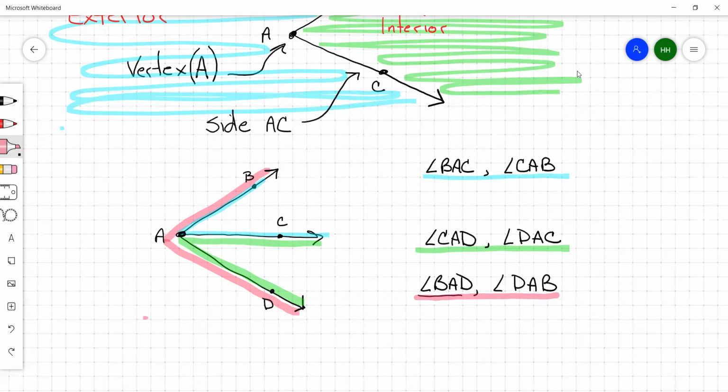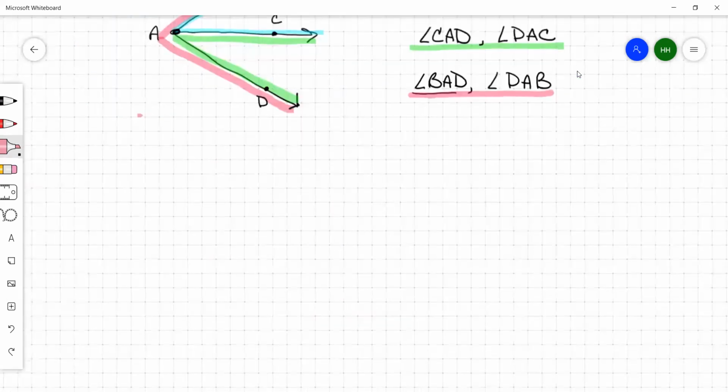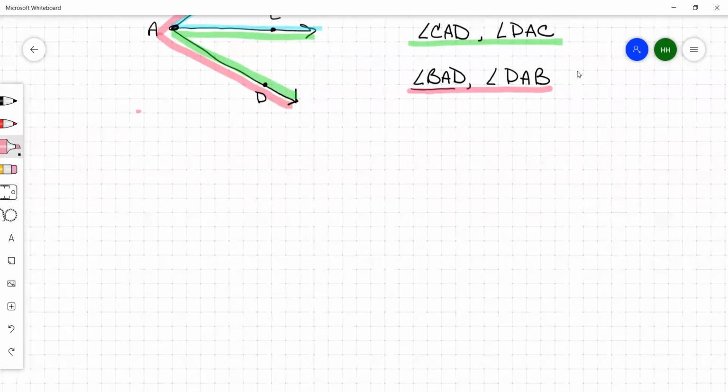Any questions on any of that we've talked about? All right, so in today's lesson, we're going to talk about three types of angles. The first angle being a right angle.